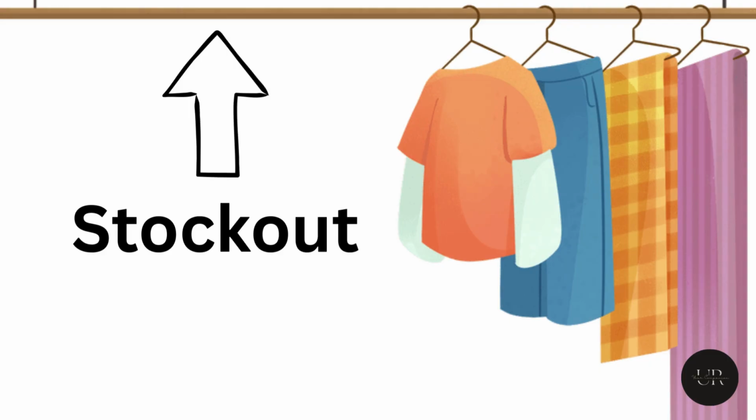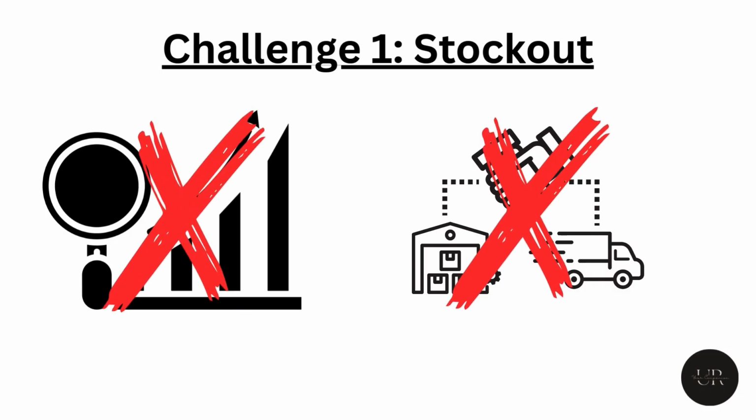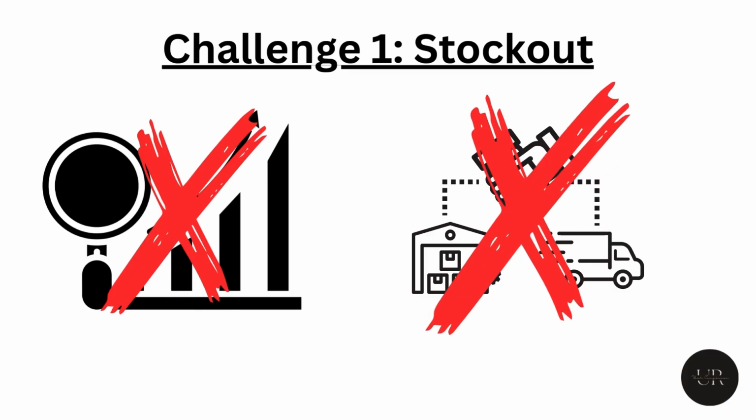Okay, so let's begin with today's chapter. When inventory runs out before the next replenishment cycle, that's a stockout, and that's your challenge one. It usually happens when demand forecasting is wrong or supplier lead times aren't tracked properly. And the impact is lost sales, unhappy customers, and sometimes even penalties from retailers.